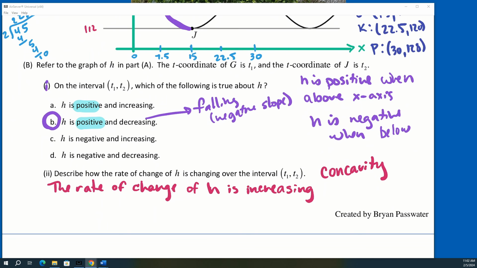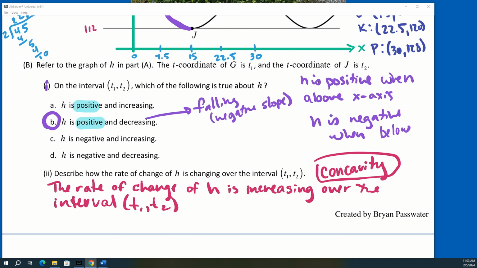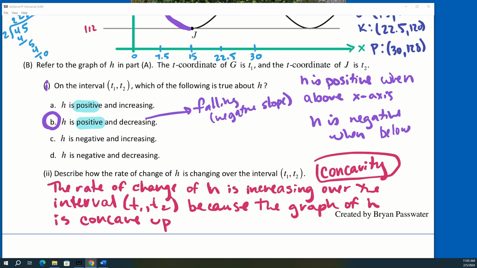And I'm going to go back to quoting again. Over the interval T1, T2. It doesn't say to tell why, but I'm going to go ahead and tell why. You'll never get penalized for saying more than you need to, as long as what you're saying is true. So because the graph of H is concave up on that interval.